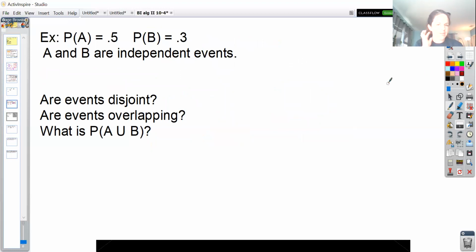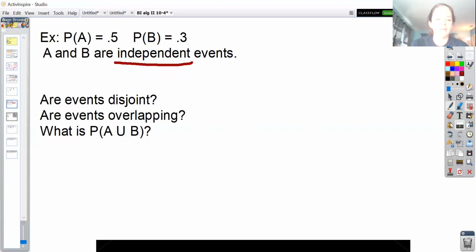Okay. Here's another one. This one's a little bit trickier because it tells us for the third piece of information that A and B are independent events. And so we have to use that, which we did before break, to find some other things happening here.